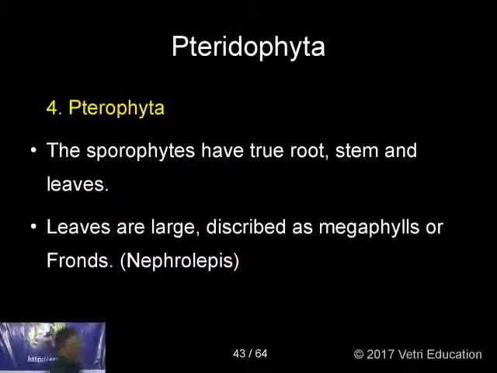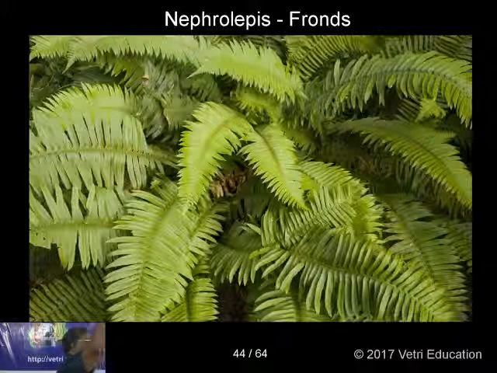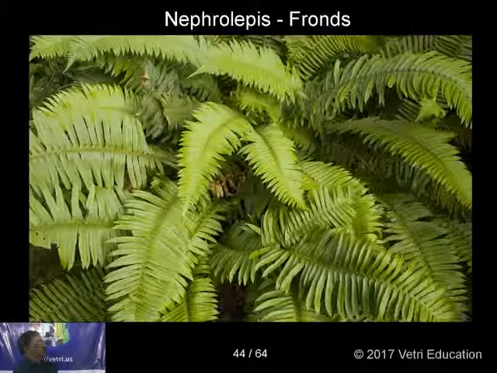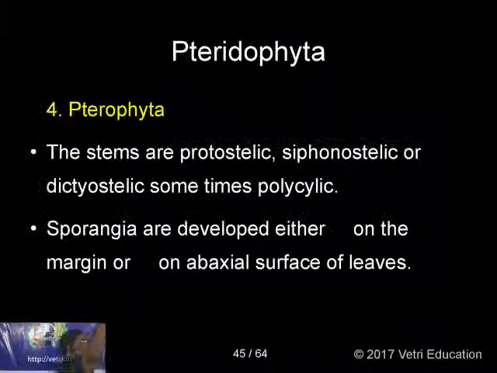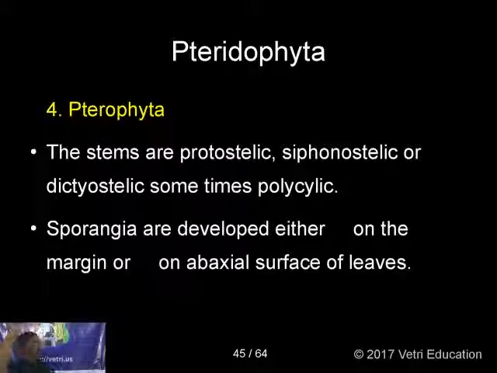You can see the leaf. Fronds, these are called the fronds. You see how they are very big leaves. So these are called the fronds that you can find in Nephrolepis species. Leaves are very big, megaphylls. And the stem is protostele, siphonostele, dictyostele, and sometimes polycyclic stele.